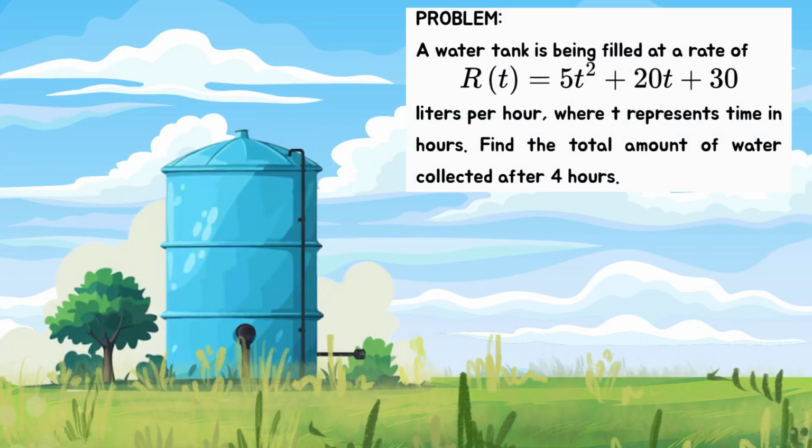So, from that video, there's a problem. A water tank is being filled at a rate of 5t squared plus 20t plus 30 liters per hour, where t represents time in hours. Find the total amount of water collected after 4 hours.